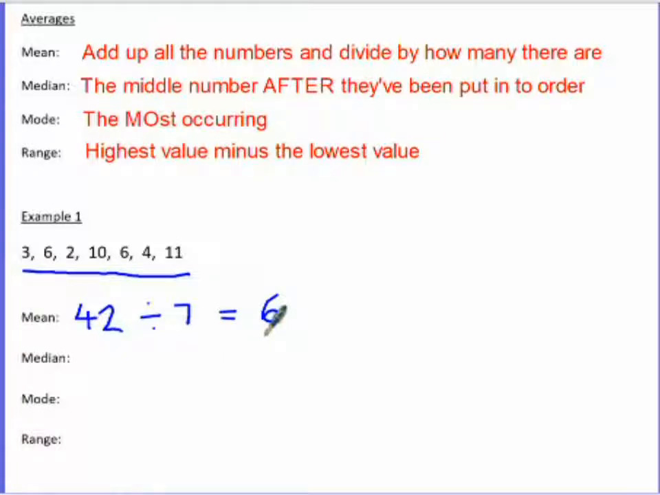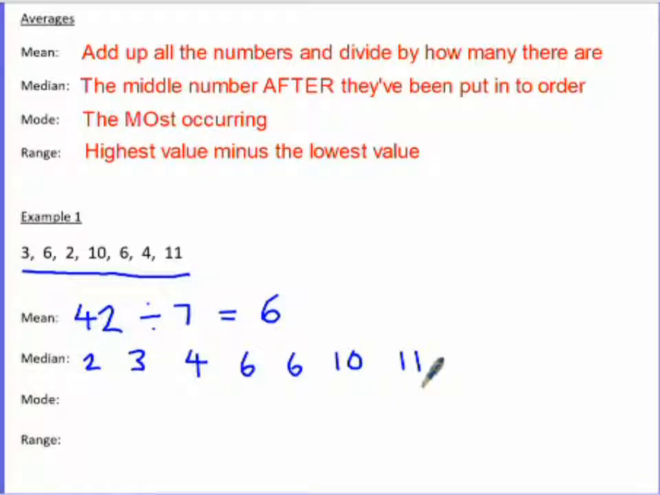To work out the median, we're going to have to put these numbers in order first. The smallest number is 2. The next smallest number is 3. The next smallest is 4. Then 6. Then 6. Then 10. And then 11. We're going to work our way in and see which is the middle number. We're left with the 6, so that is our median.